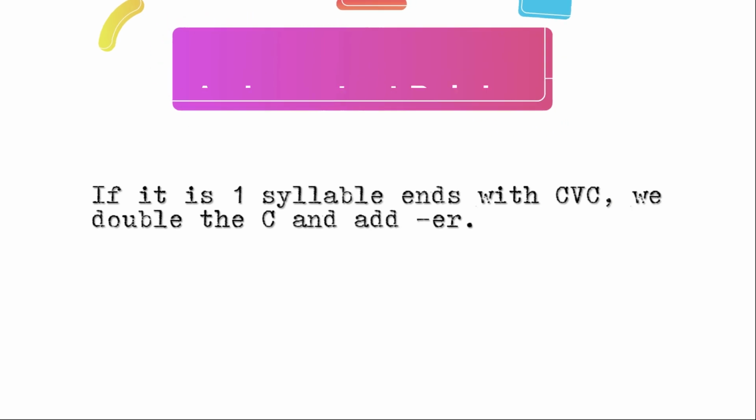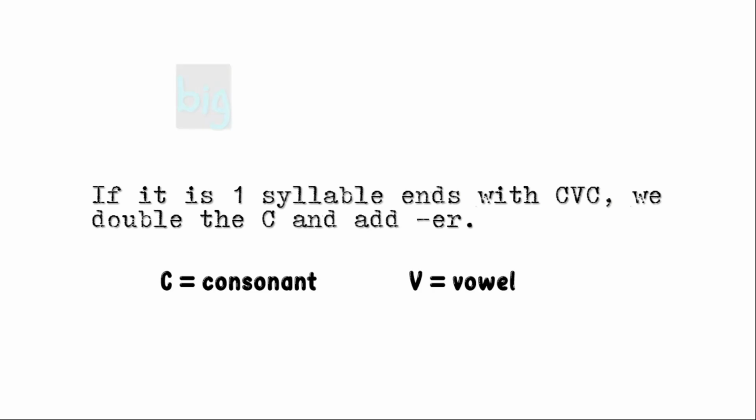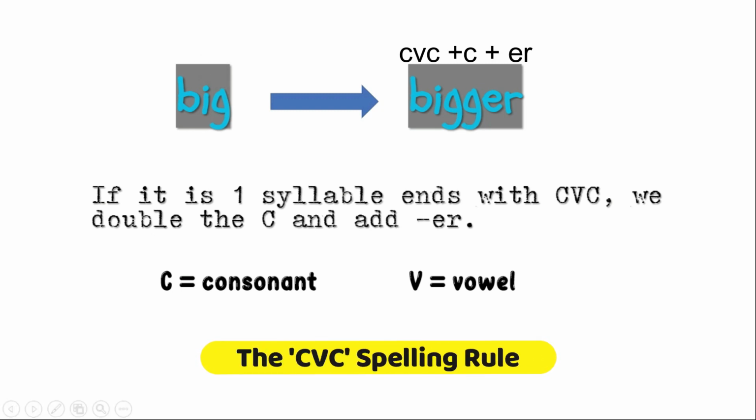An extra rule that we have to remember is if the adjective is 1 syllable and it ends with consonant, vowel, consonant, we double the last consonant and add ER. This is like big. So we have CVC. B is a consonant C, I is a vowel V, and G is the consonant. We double the last consonant, which is the G. So it looks like this, bigger. And we call this the CVC rule. Excellent. Let's move on.